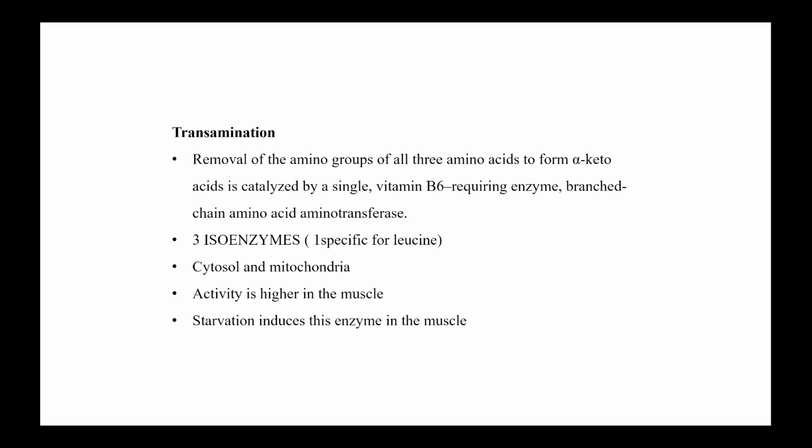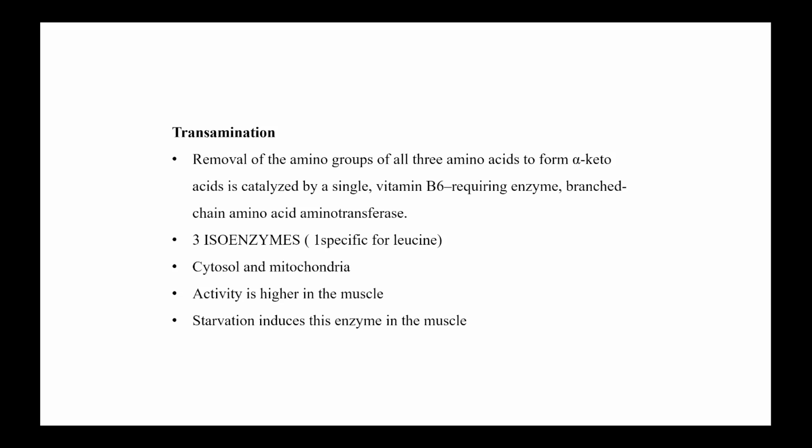So obviously there are three branch chain amino acids, right? Each isoenzyme will be more specific towards one of the amino acids. So one will be more specific towards leucine, one towards isoleucine, and one towards valine. And the reaction occurs in the cytosol and mitochondria.